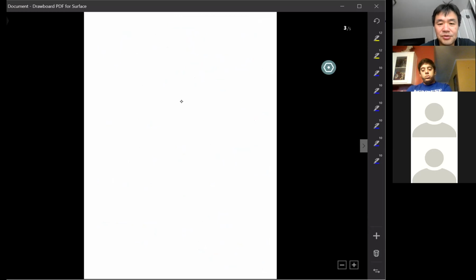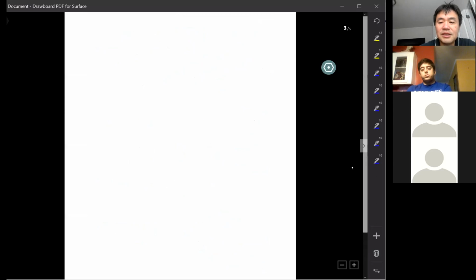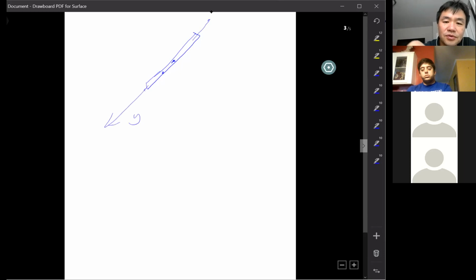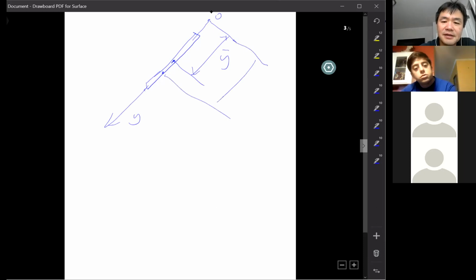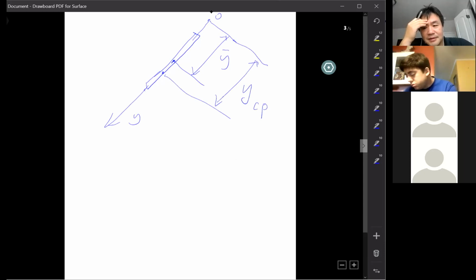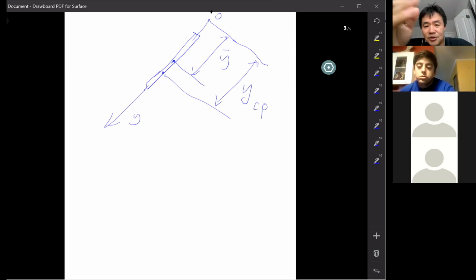Let me draw a new page. Then we need to find out where exactly this center of pressure is. It's a very important point for solving problems. Let's say this is still the y dimension. This is called y bar, this is the centroid, center of area. Let's call this YCP. Everybody understand my drawing here?